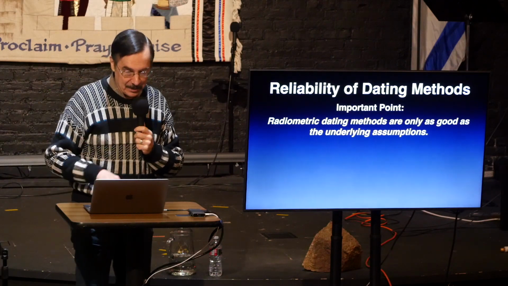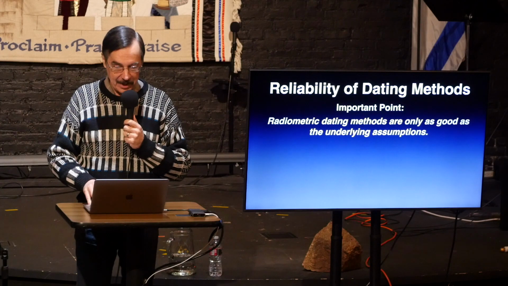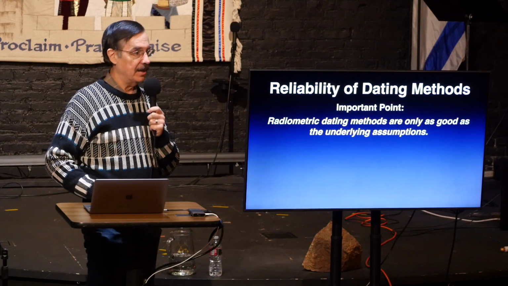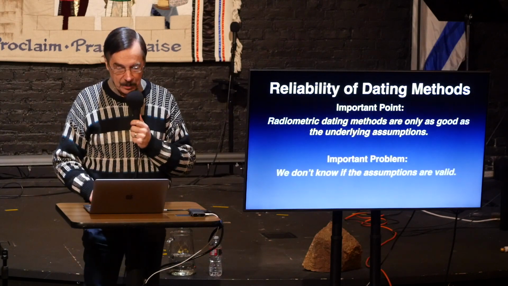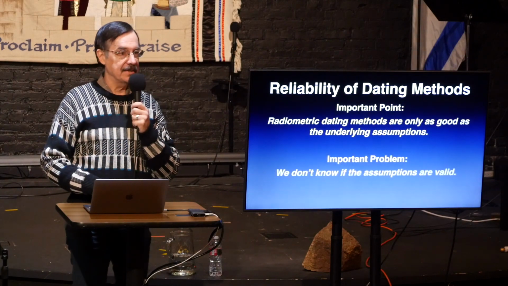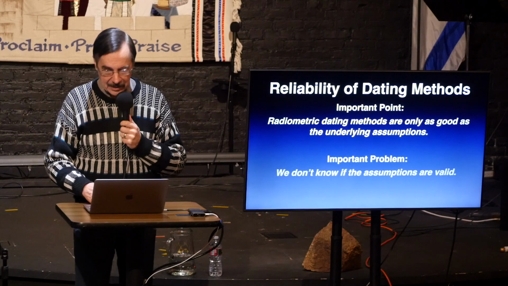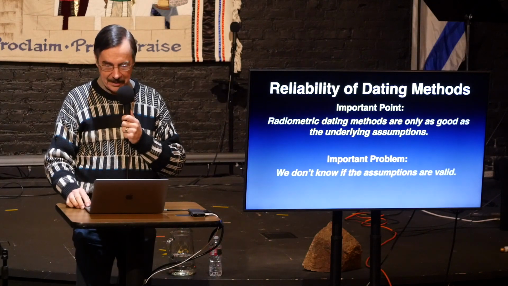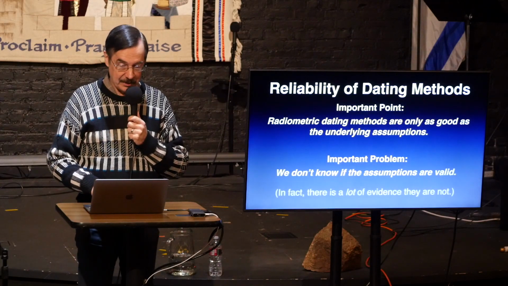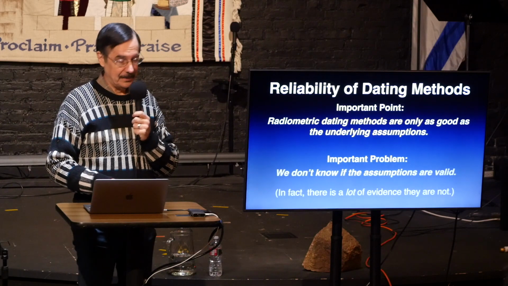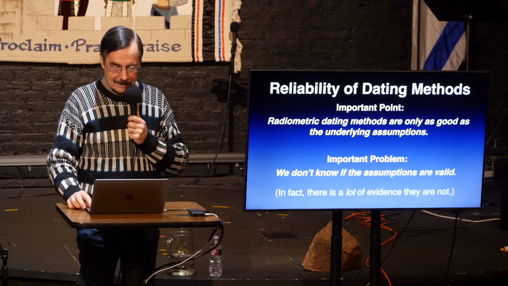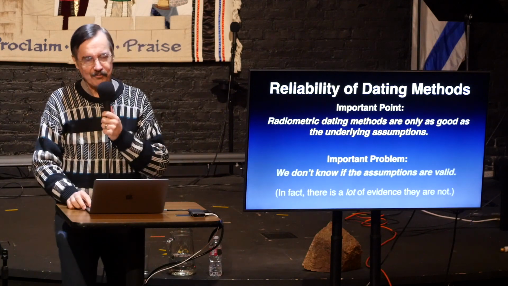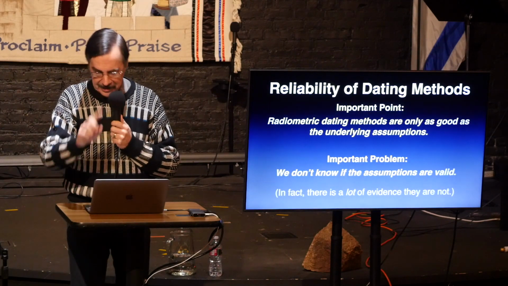So here's a really important point. Radiometric dating methods are only as good as the underlying assumptions. That's a really important point. And a really important problem is we don't know if the assumptions are valid. Therefore, in fact, there's a lot of evidence that they're not. I'll ask that in a minute.